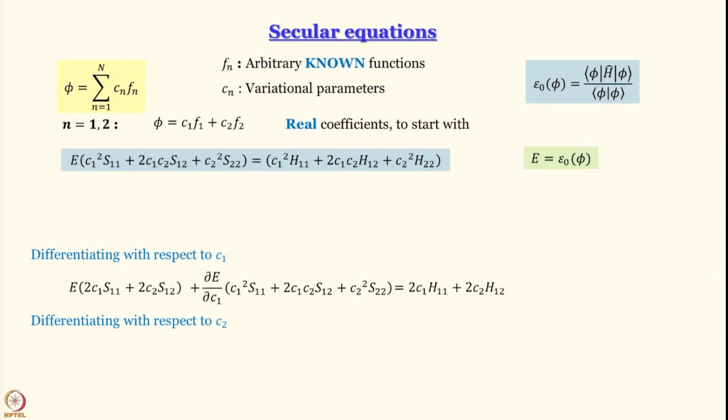I am now differentiating the right hand side. Are you convinced? C1 square H11, you differentiate with respect to C1, what do I get? I get 2 C1 multiplied by H11, and remember what I said, H11 is a constant, a number, plus how do I get 2 C2 into H12? Because we are differentiating with respect to C1, this becomes 1 and we are left with 2 C1 H12.